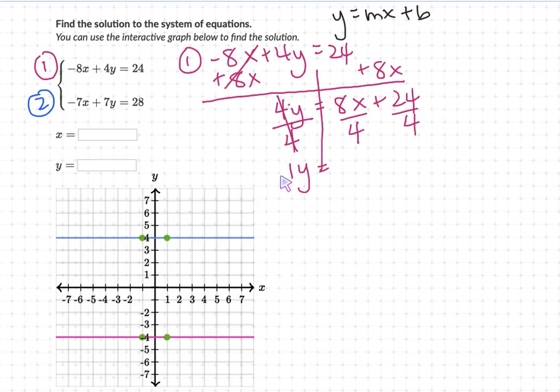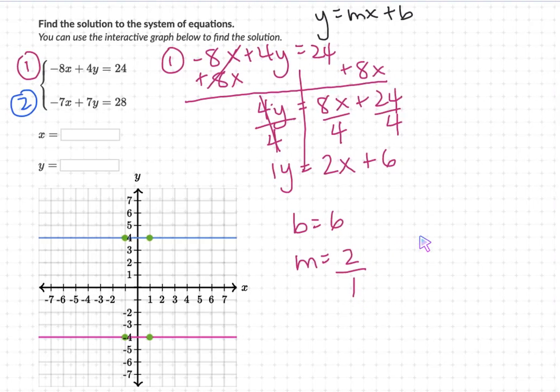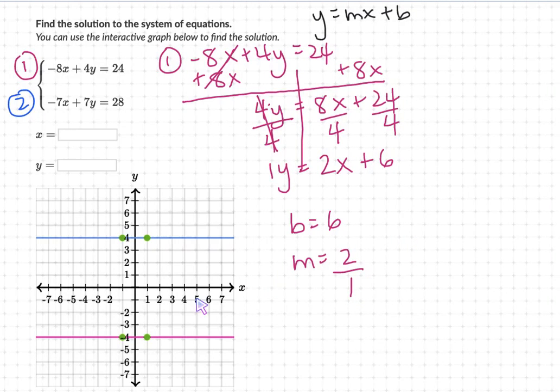That'll become 4 divided by 4 is 1y. 8 divided by 4 is 2, don't forget the x, plus 24 divided by 4 is 6. So this is that same equation, but in y equals mx plus b form. My b is 6, and my m is 2 over 1, because we need that value. Let me graph that on my pink one.